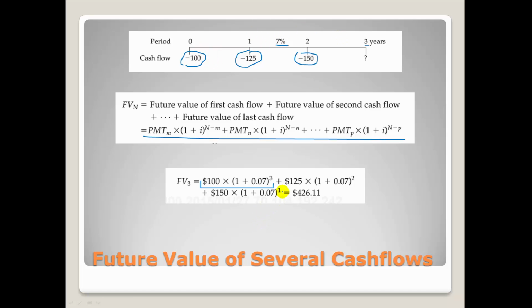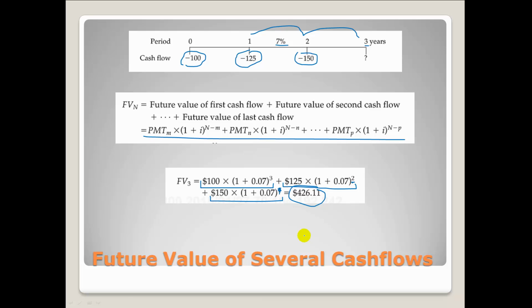Okay. Then we look at this 125. So we do the same thing. We say, what is our N? And our N in this case is a 2 because it's only going to go from period 1 to period 3. So our N is equal to 2. And then we look at that 150 and we multiply that times 1.07. It's really not necessary to have the 1 there. It's fine if you want to put it there, but it really doesn't have any bearing on the answer. 1 times 1.07, and when we add all of those up, we get this 426.11.